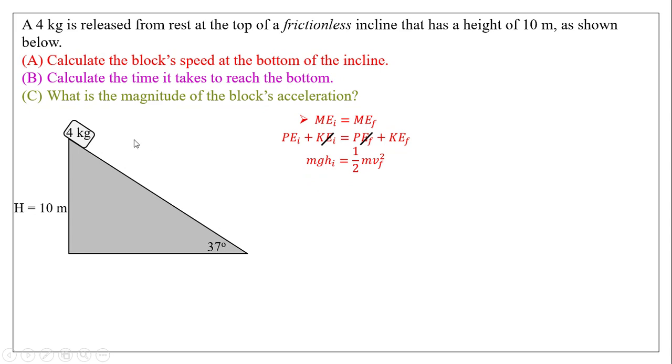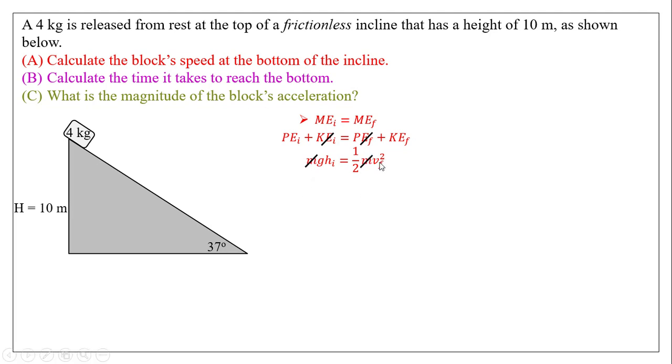What that means is that the potential energy at the very top of the ramp converts all of it to kinetic energy at the very bottom of the ramp. So these are two extreme points, the very top and the very bottom. I can expand PE_i into m g h_i, and I can expand KE_f into 1/2 m v_f squared. But as you can see here, mass appears on both sides, so I'm going to go ahead and cancel that out as well.